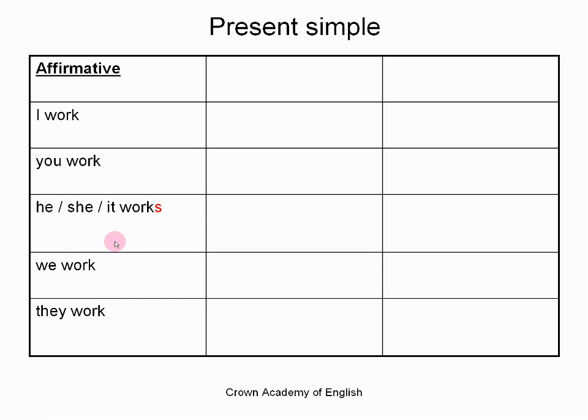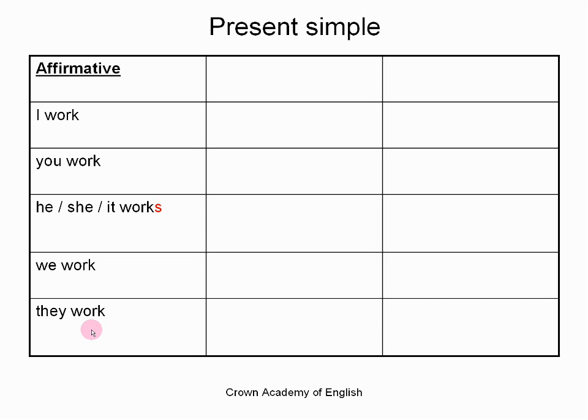And then we go to we work. So we go back to the infinitive. And they work, so the third person plural is the same. We keep the infinitive. Okay, so let's go through the pronunciation again. It's I work, you work, he, she, it works, we work, and they work.